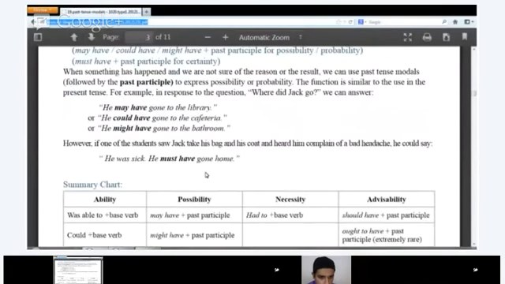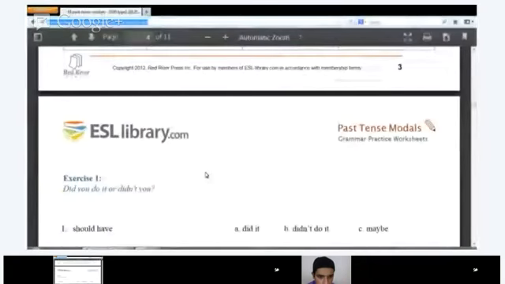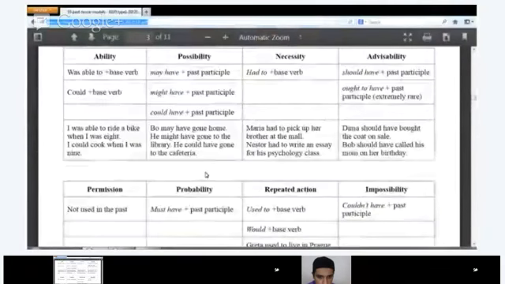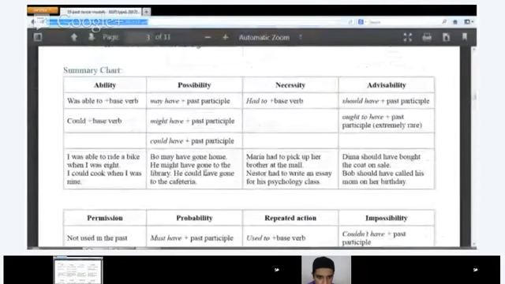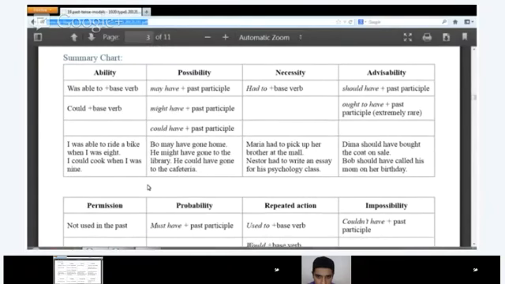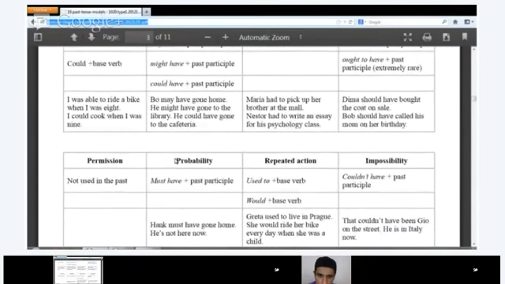Let's check out this chart here. Okay, so we just have a little bit, and then we'll get into it. When we're going through our exercises here, make sure to come back to this chart. You can scroll back up here to check and see if you're doing okay. So remember our sections. We have ability, possibility, necessity, had to, advisability, that should. Permission, we do not use in the past. Probability, must have, and repeated, used to, would, impossibility, couldn't have.